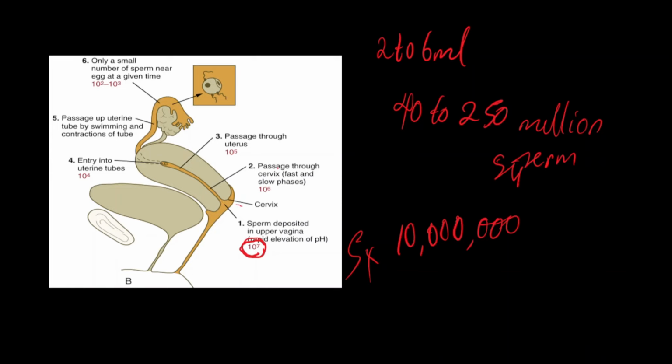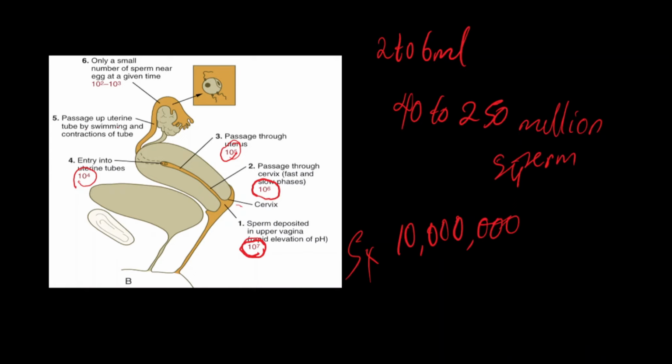Then in the passage through the cervix, we have the slow and the fast phase of this passage, where it decreases to the order of 10 to the power 6. Then we have the passage through the uterus, where it decreases to 10 to the power 5. Then we have the entry into the uterine tube, where it decreases to 10 to the power 4.